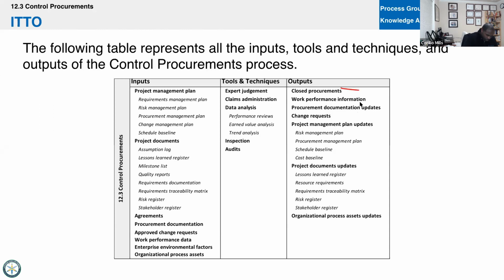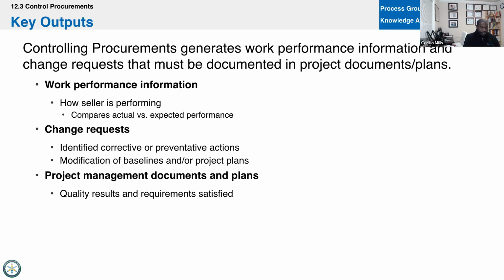Numbers 1 and 2 are the main ones. The rest of these are all generic, right? We always get work performance information, potential change requests, updates to our approach, updates to our documents. But here we also may get OPA updates. We may add a seller to our approved vendor list, or we may come up with a new contract type. So we'll get OPA updates as well. So then the key outputs: work performance information, right? Data in, information out.